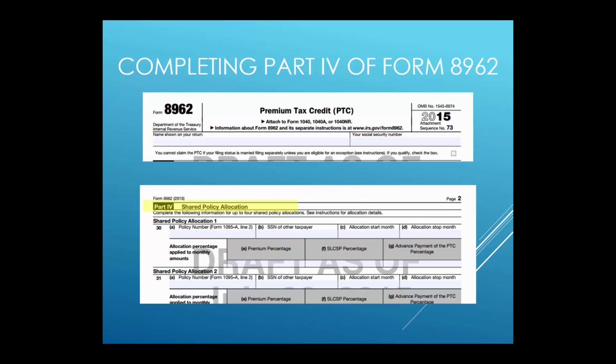Now Part 4 is used for the special policy allocation that we talked about, the shared policy allocation. If you have that situation, you'll need to read the instructions very carefully. Make sure that you're completing that if it applies to your situation. This is generally where two people are sharing the cost of coverage for one person.